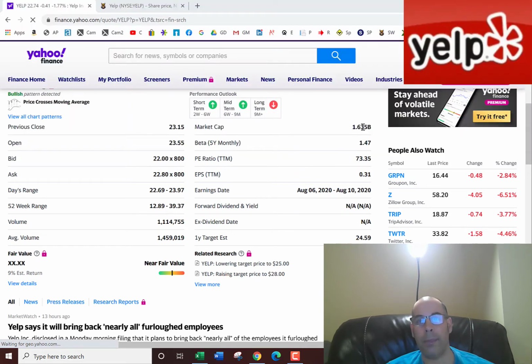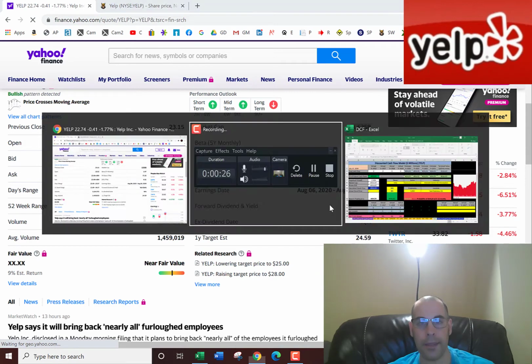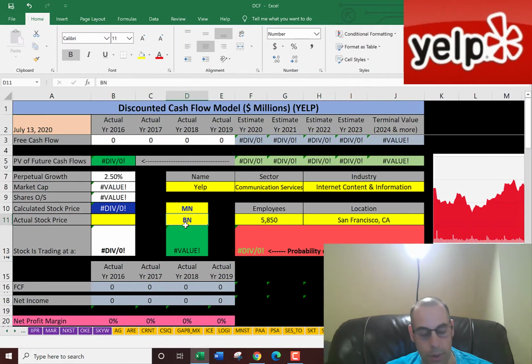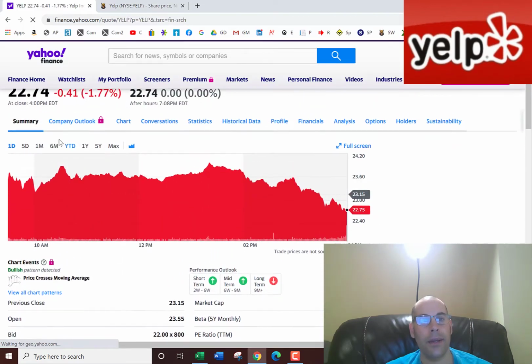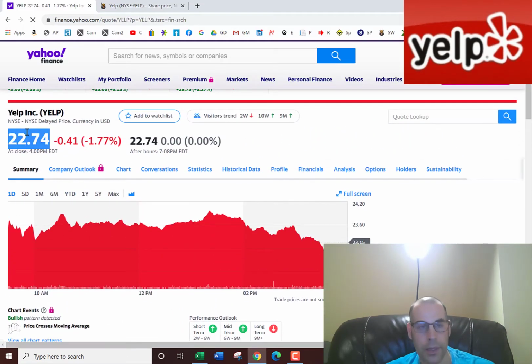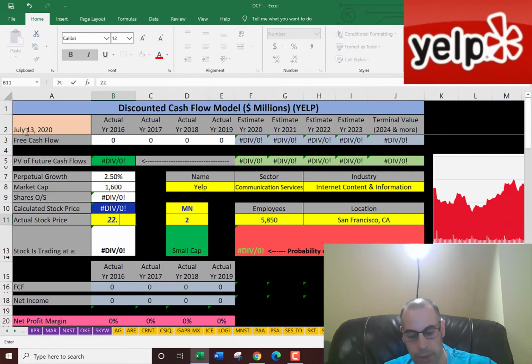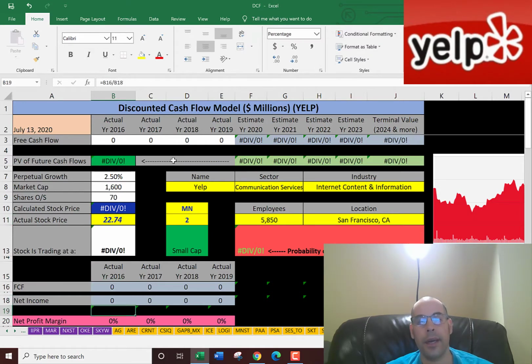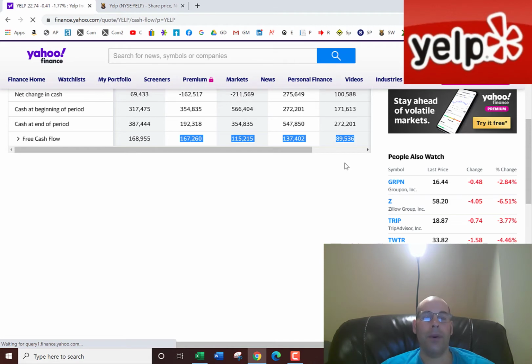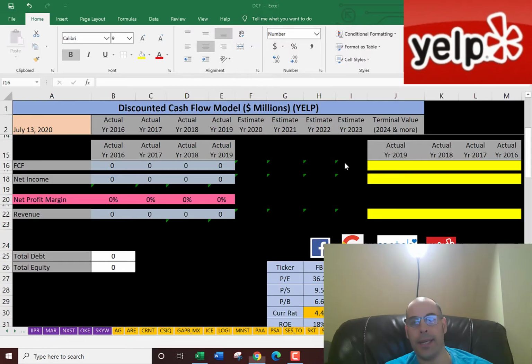The company's market cap is $1.6 billion. So that's the value according to the stock market. And let's see what they're trading at. They're trading at $22.74, so one share of stock is roughly $23. To value a company, we have to estimate the future free cash flows and then discount that number back to today's value, which is what I'm doing in the video.